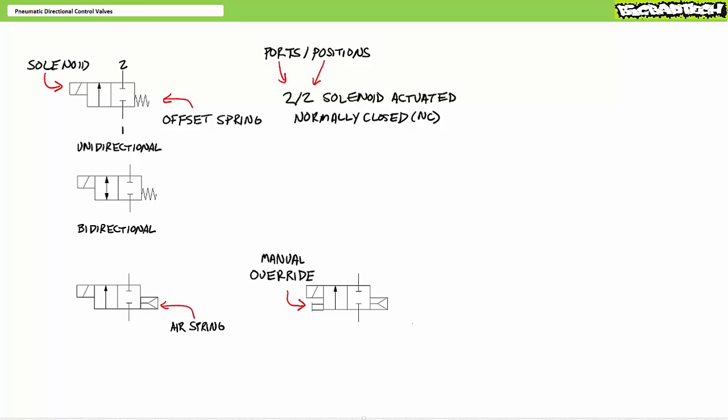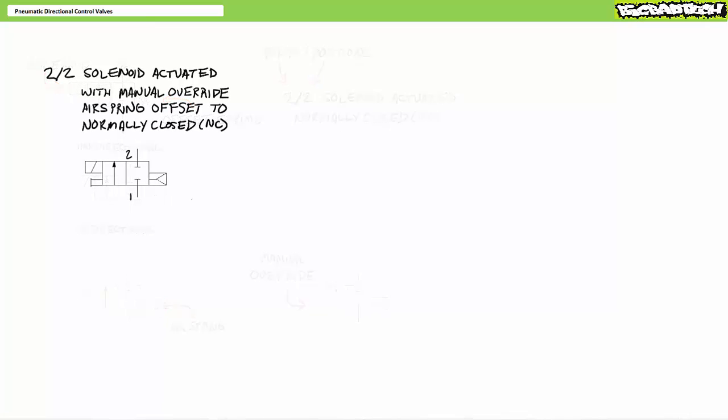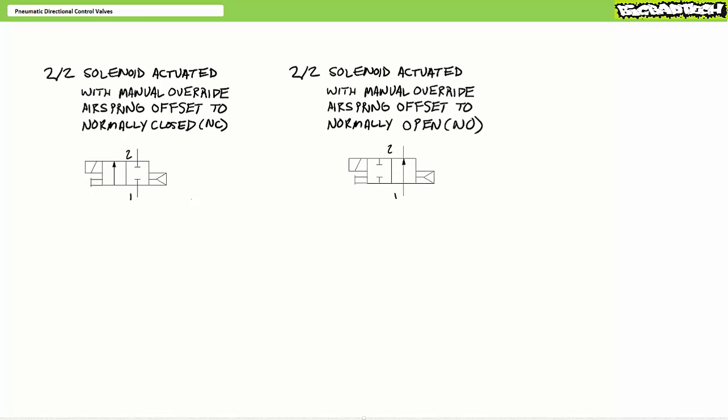Manual overrides often take the form of a push or a pull operator, or even small screws that can force a particular valve into a desired position and lock it in place. A manual override is essentially a means of offering a technician a means of shifting a directional control valve to some desired position should the solenoid or control system fail to do so. Starting with the previously discussed 2x2, or 2-port 2-position, solenoid actuated normally closed directional control valve, including a manual override and air spring offset, consider the significant consequences of this subtle but very important change.